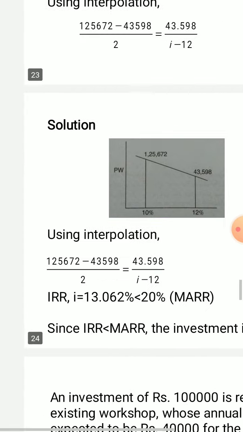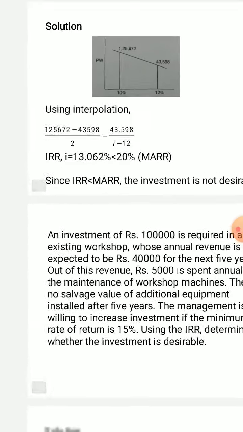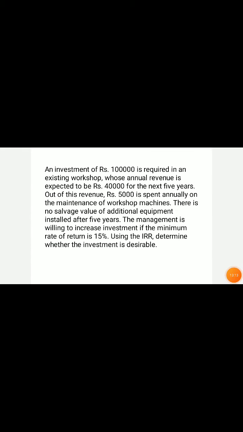So we go through the next example. In this example, an investment of rupees 1 lakh is required in an existing workshop whose annual revenue is expected to be rupees 40,000 for the next 5 years.